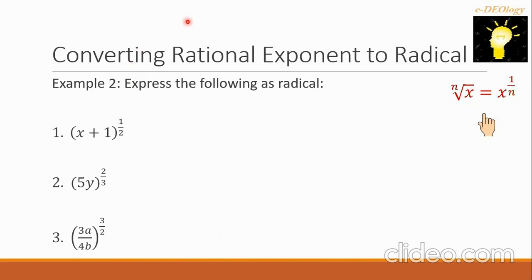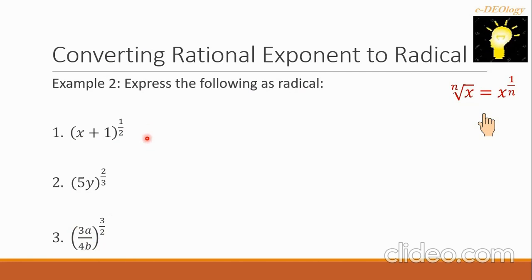Let us go to the reverse process. Let us convert rational exponent to radical. Express the following as radical. We have 3 sample problems here. First one, the quantity x plus 1, all raised to the exponent 1 over 2. Second example, the quantity 5y is raised to 2/3. Number 3, the fraction 3a over 4b is raised to the 3 over 2 exponent.